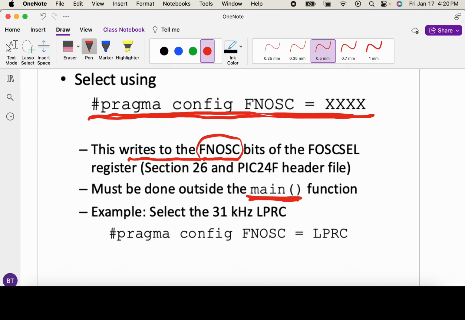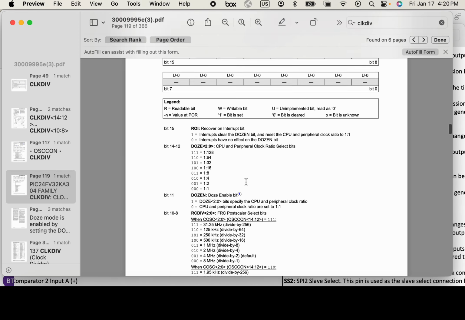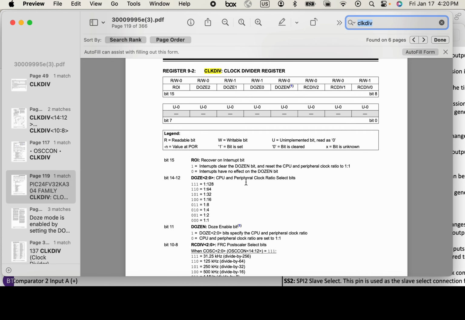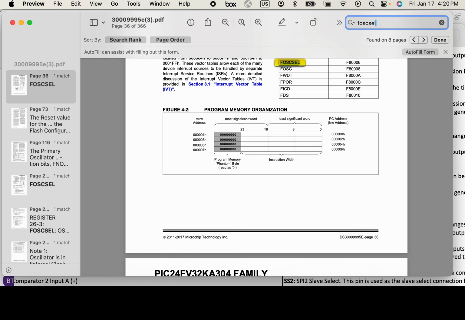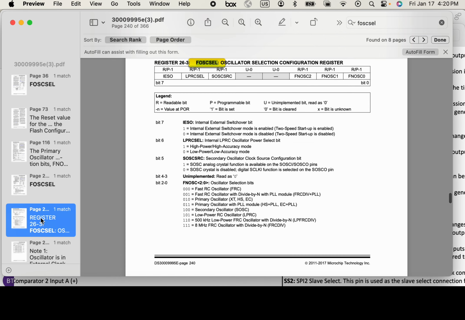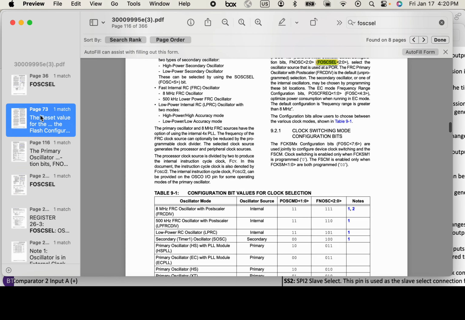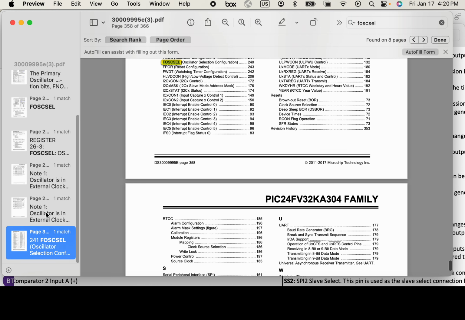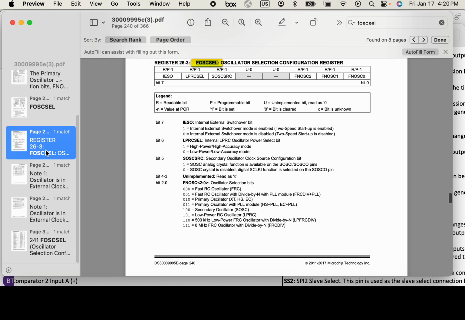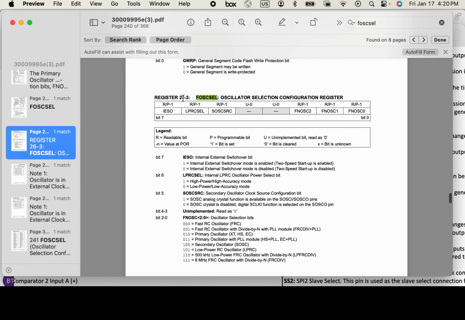So let's take a look at the FOSCSEL register, and we'll go here. How I usually find these is I type FOSCSEL in the search bar. It comes up a whole bunch of times, so I just search for the table that describes the register. So this is register 26-3. So here's the register.